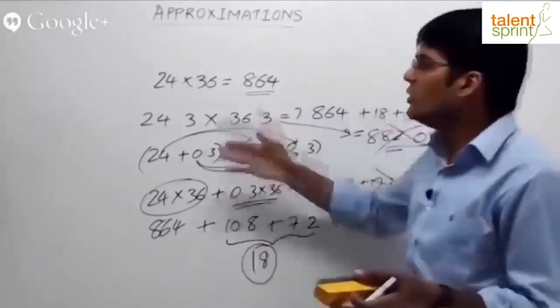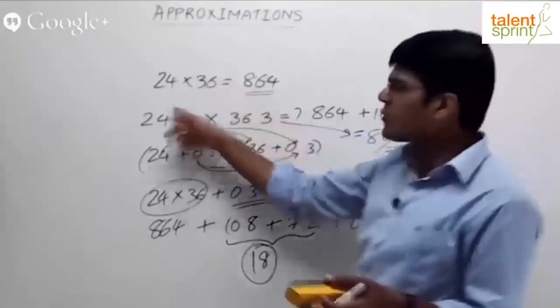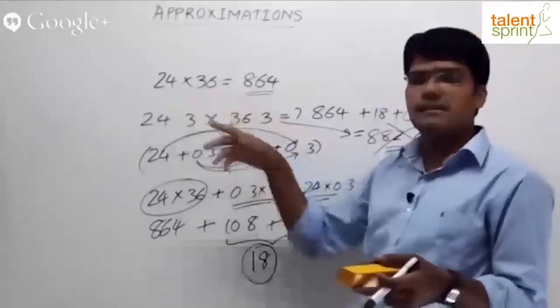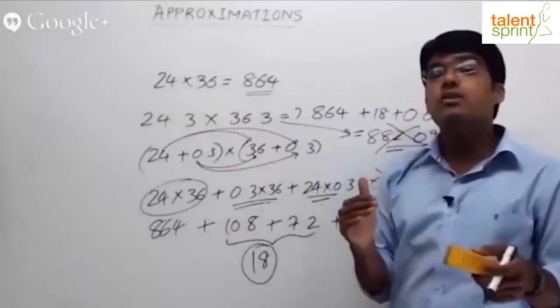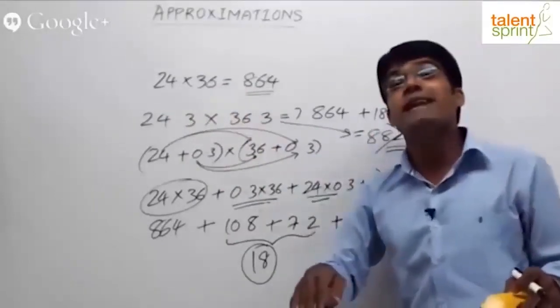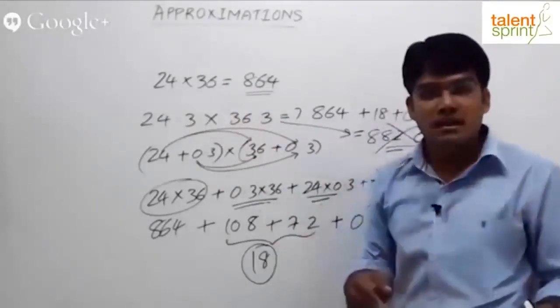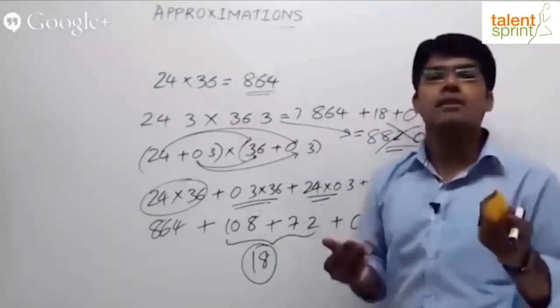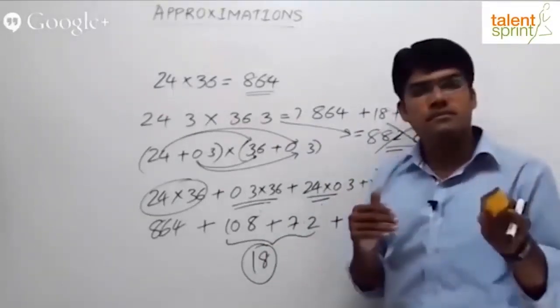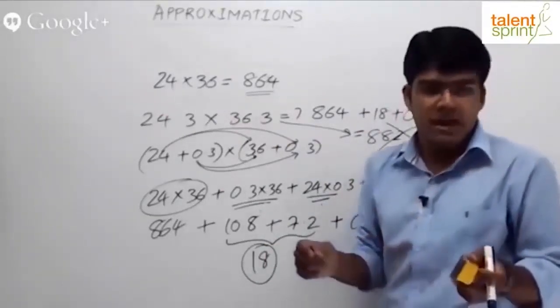Now you may say that here we have only decreased both the values. Yes, 24.3 we have taken as 24, and 36.3 we have taken as 36. But ideally you should not decrease both the values, because you will get an answer far away from the exact answer. Nor should you increase both the values. Increase one, decrease the other in multiplications, right? Are you able to follow?